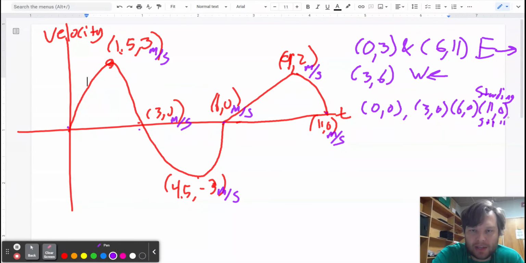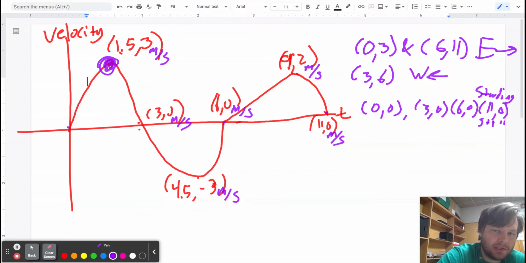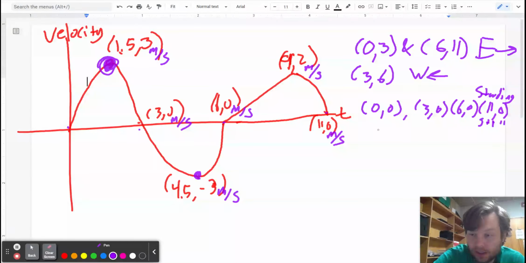What about the times when you're moving the most quickly? Well, that would be the maxima or the minima. So you're moving the quickest up here. This is the highest point of all. So after 1.5 seconds, you're moving the quickest eastward. After 4.5 seconds, you're moving the quickest westward at the same speed. Both of those have the same speed of 3, but one is 3 moving east, the other one is 3 moving west.